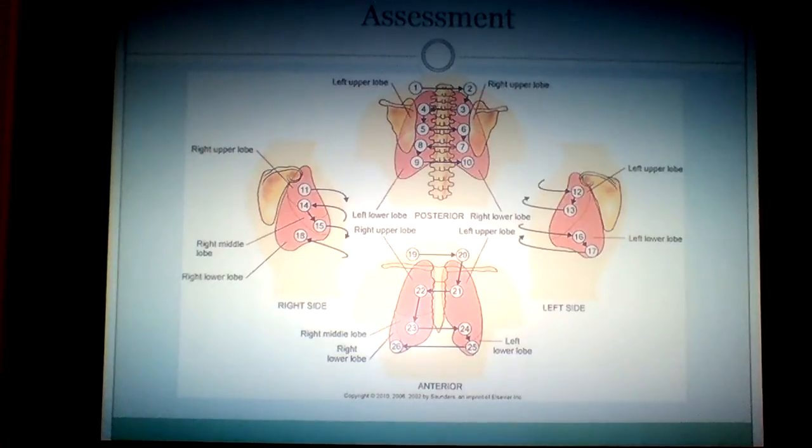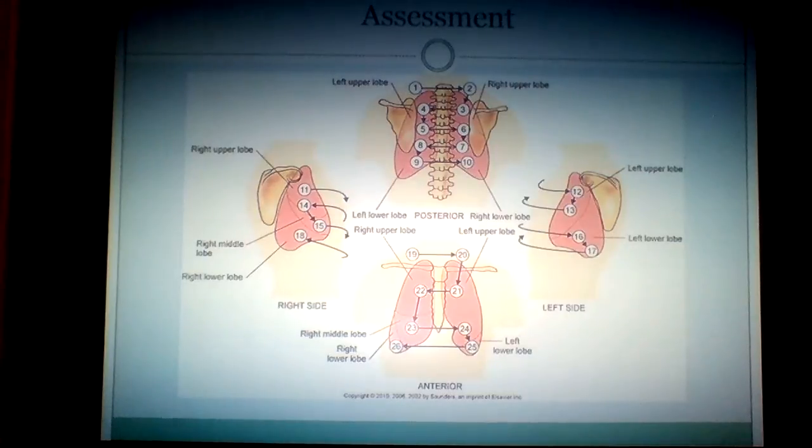And remember, as we are doing an assessment, we need to always be comparing the left to the right side so that we will know if something is diminished or something of that sort. Also, in order to listen to lung sounds, you need to have your patient sitting up. There's no way you can have full lung expansion if the patient is laying down. So it would be great if you can have the patient sit upright to listen to lung sounds.